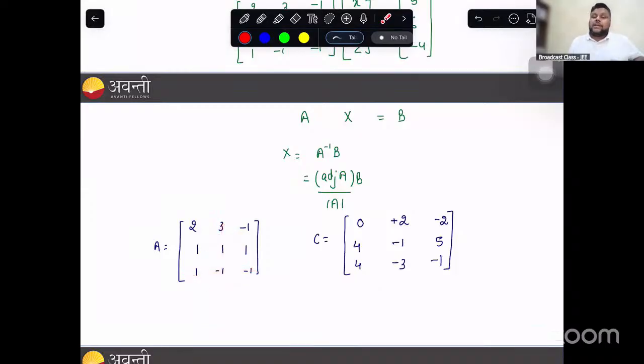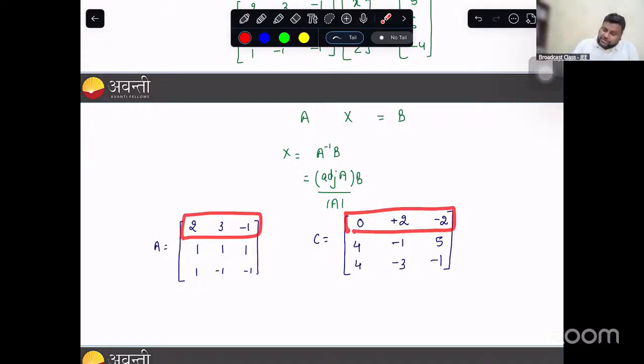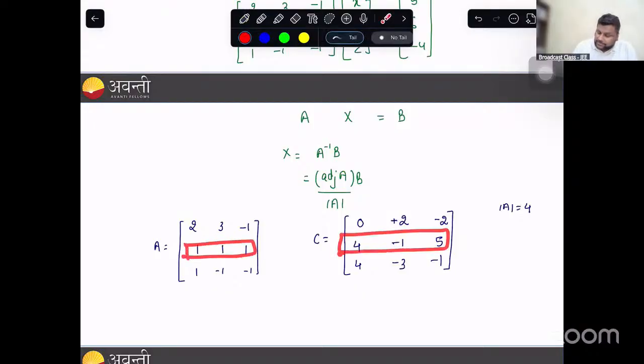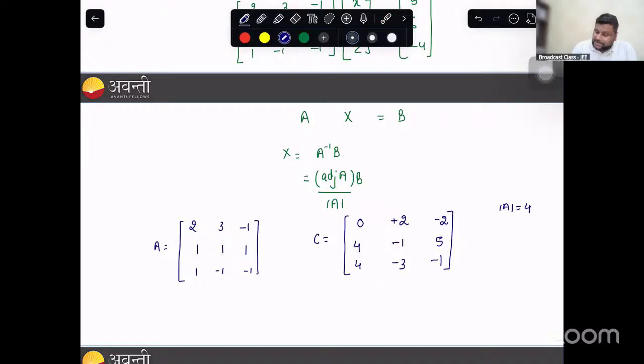Now we will run a verification. See, elements of the first row times cofactors of the first row should give me the determinant value. So 2, 0, 3 into 2 is 6, 6 minus 2, 4. So determinant of A should be 4. Now if I check it with the second row and cofactors of the second row, 4 plus 5 minus 1. It came 8.